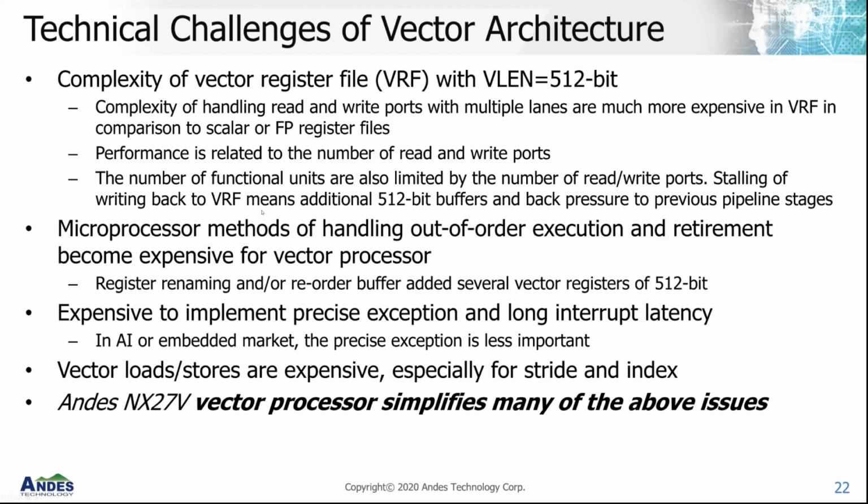And so if you stall, if you have the result and you cannot write back to the Vectorize file, then it means you have to have a 512-bit buffer to keep that data, because you have a write port conflict. And it will back pressure to all the previous pipeline stages. So it also creates a timing path to delay writing back to the Vectorize file. And so you have 9 functional units, and you need an additional buffer because of the back pressure. Then 9 times 512-bit buffer is a lot of resource that you have to deal with, right?